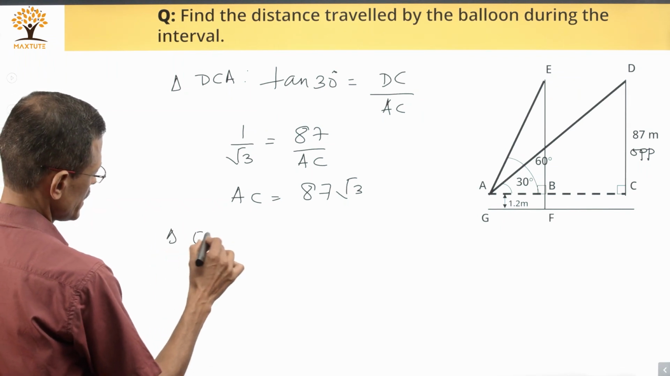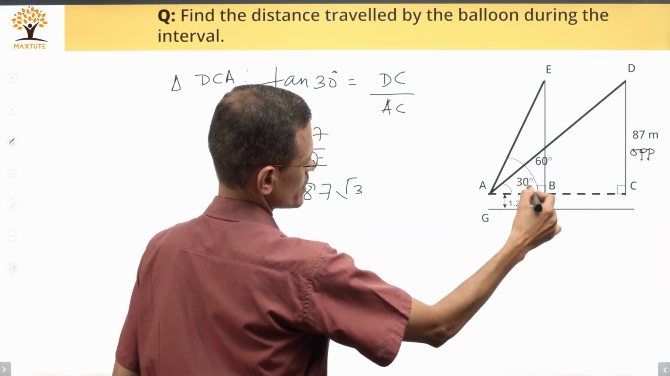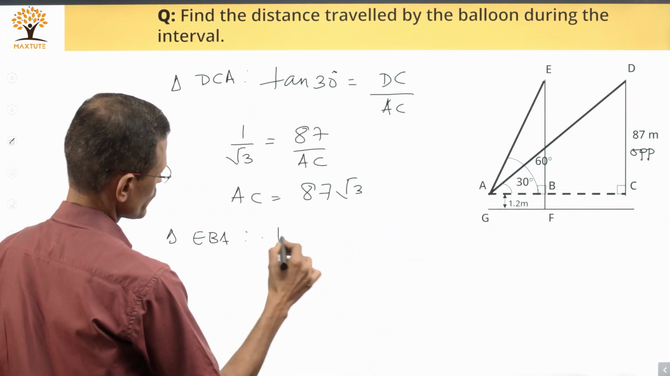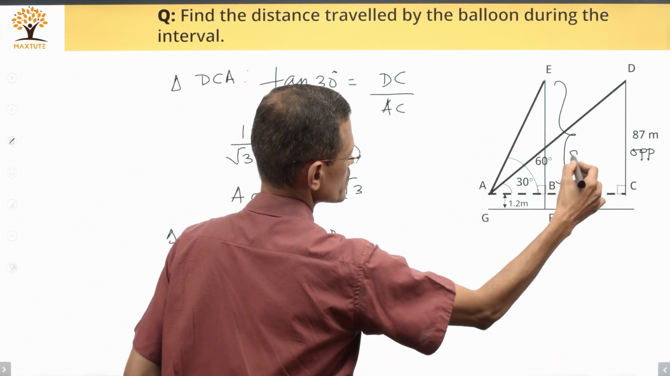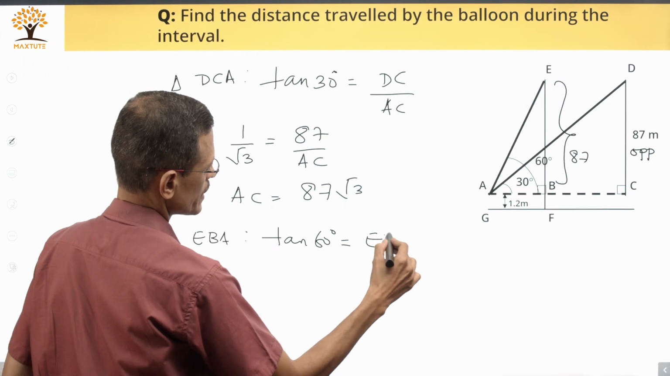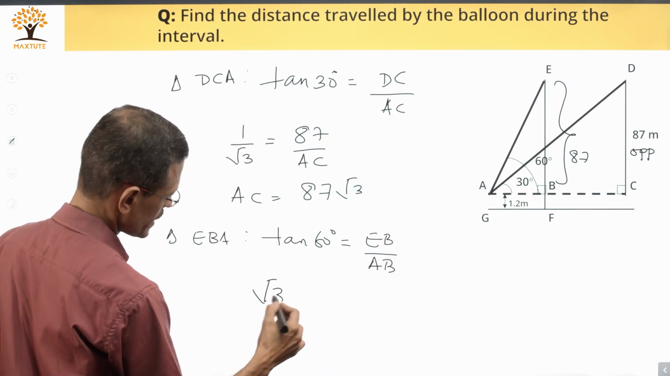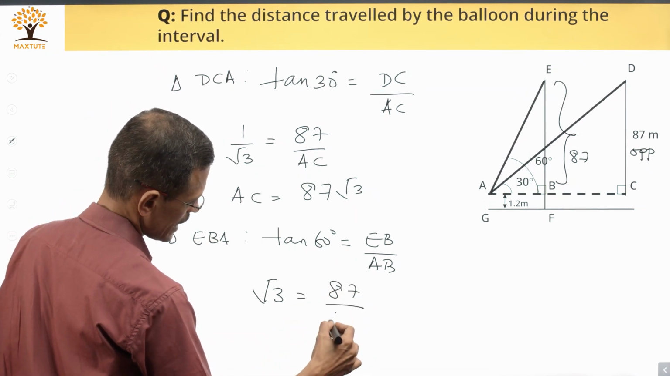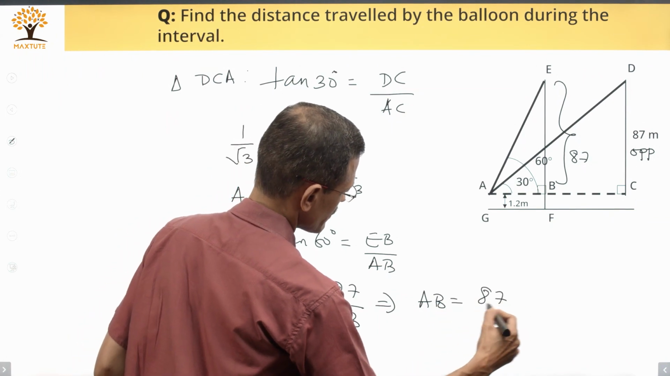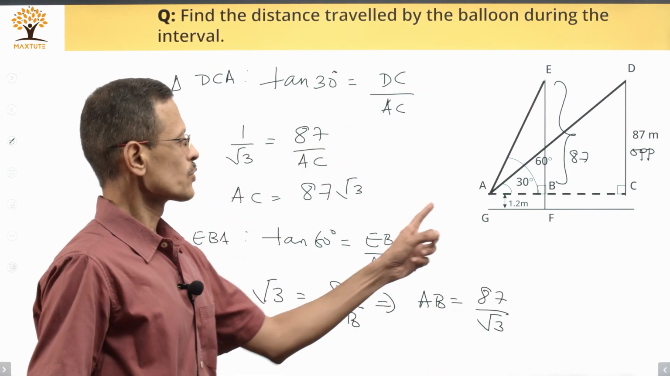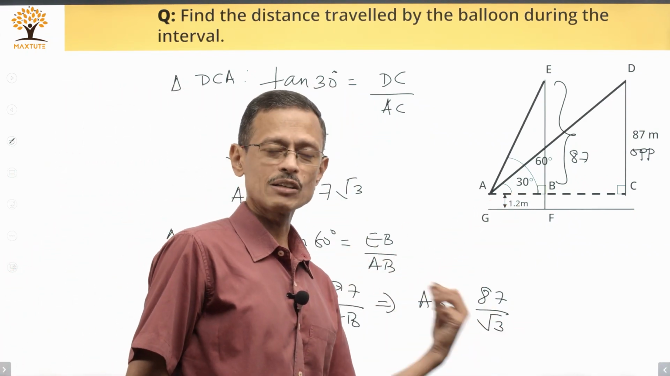In right triangle EBA, right angled at B, the angle of elevation is equal to 60 degrees, which is the angle A here, right? So, tan of 60 degrees, again I am going for tan. Basically, I know the measure of EB, which is equal to 87. EB divided by AB, I am interested in computing the value of AB. Tan 60 is equal to root 3, EB is 87, AB is what we need to find out. So, AB is equal to 87 divided by root 3. So, AC is equal to 87 root 3, AB is equal to 87 by root 3.